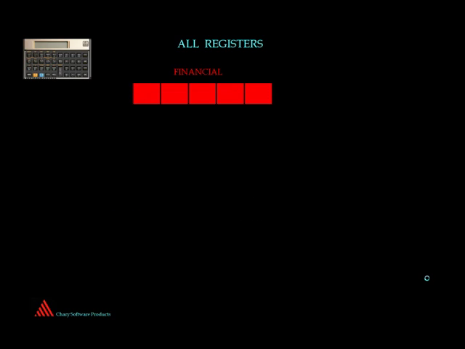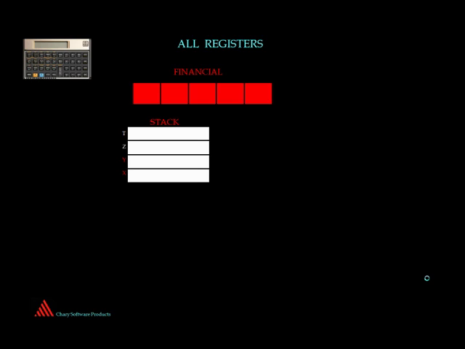We're going to look at all the registers, but we'll start with the 5 financial registers. They are independent of everything else on the calculator. You can do any and all your other calculations on the calculator without ever disturbing the financial registers. These are very powerful registers. There's 5 of them. We'll see how those work and have an effect on the stack registers, if you will.